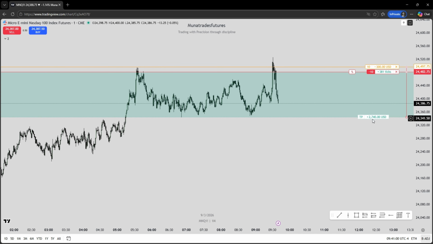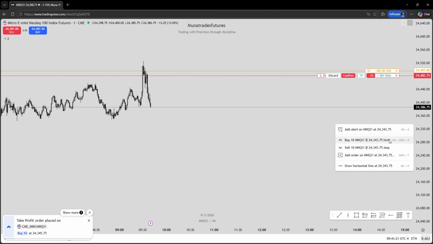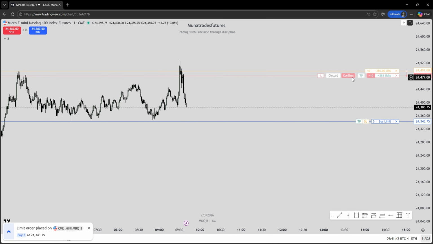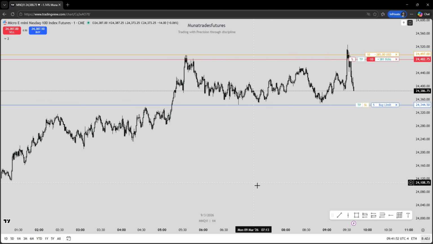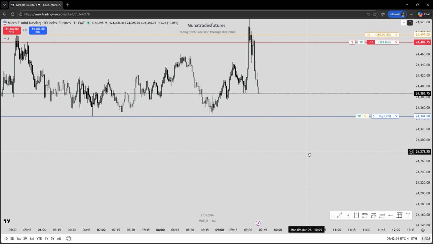24,344.75. That was our sell side liquidity target for the ATM model short, and then I expected the price to go lower, even though we didn't. So I just want to break down the risk management, etc., and entry prices.